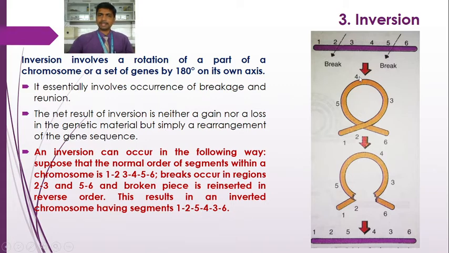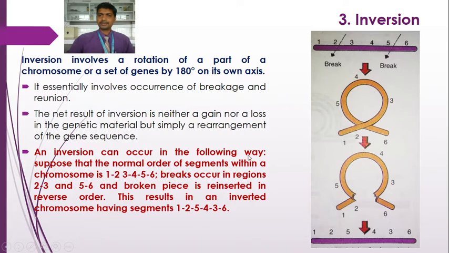So what happened during inversion? A part of the chromosome was first subjected to breakage and is reinserted in a reverse order, where the sequence of the genes has been changed. In this case, the normal sequence is 1, 2, 3, 4, 5, 6 and the breakage occurs between genes 2 and 3 and 5 and 6. Due to the breakage, this broken piece has been reinserted into the chromosome but in a reverse order. So here 5 occurs first, then 4 and then 3. Now the gene order is 1, 2, 5, 4, 3, 6.